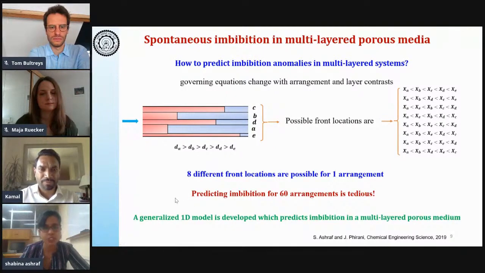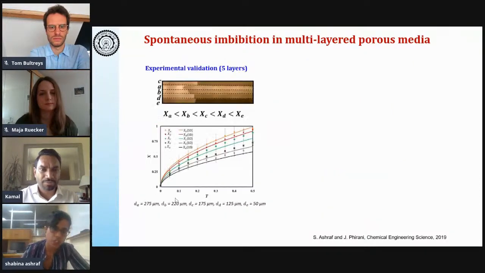So we generalized the one-dimension model. The one-dimension model is able to predict the imbibition irrespective of the arrangement, irrespective of the contrast in the layer properties, and irrespective of the number of layers. Using this model, we wanted to see if it is still valid and can be experimentally reproduced. Here we show the experimental validation of this generalized model for a 5-layered system, and yes, the generalized model predicts very well.